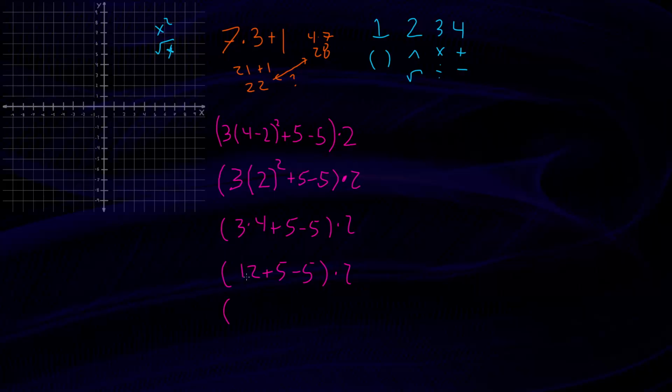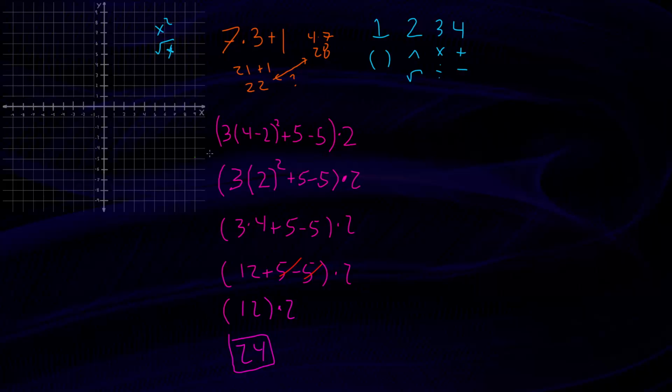So now what we're going to do is 12 plus 5 minus 5. Well, these cancel out, right? So these cancel out because 5 and negative 5 just goes to 0. So we're just left with 12 here. And last we're multiplying by 2. And so the final answer here is 24. All right? So after you do all of this, what you should get is 24 by following order of operations.